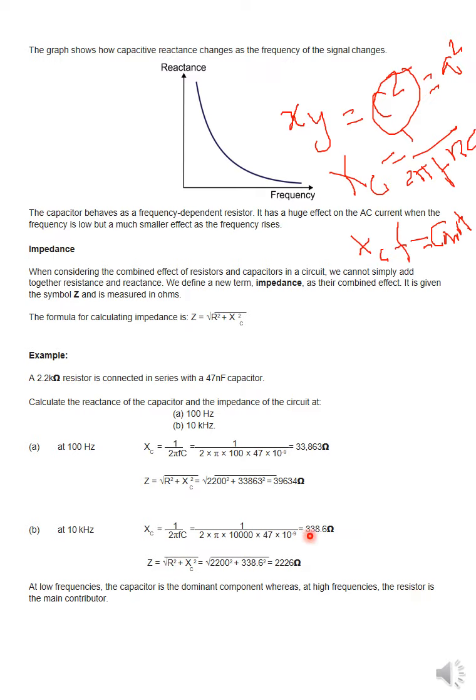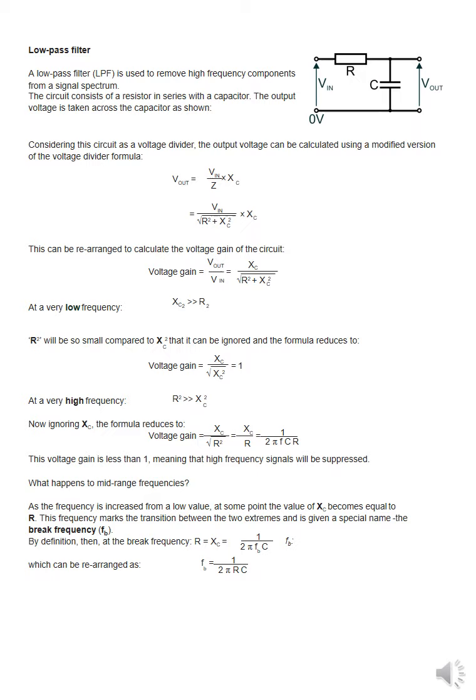So you can say that at low frequency the capacitor is the dominant component, whereas at high frequency the resistor is the main contributor. You can see it from here. At 10 kilohertz, the capacitor has 338.6 ohm reactance. The capacitance will be low, it is 33.863.